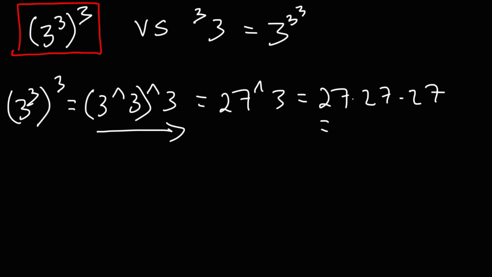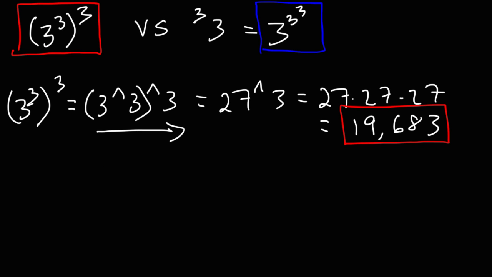27 times 27, that's 729. 729 times another 27 is 19,683. So that's the value of the first expression, which I'm going to highlight in red just to make it match. Now let's evaluate 3 raised to the superpower 3.